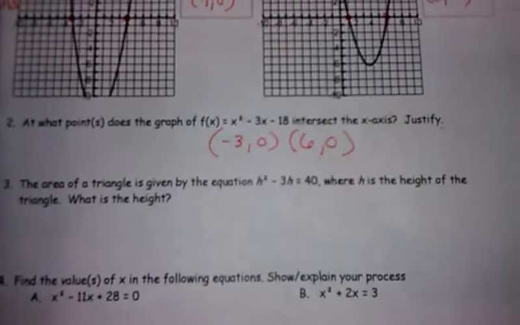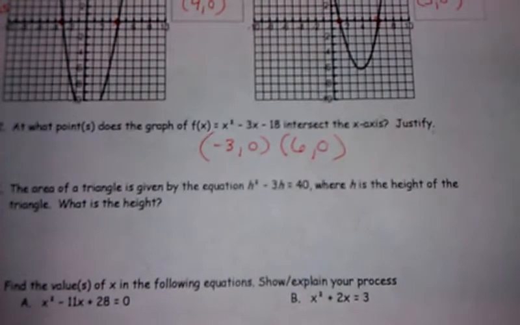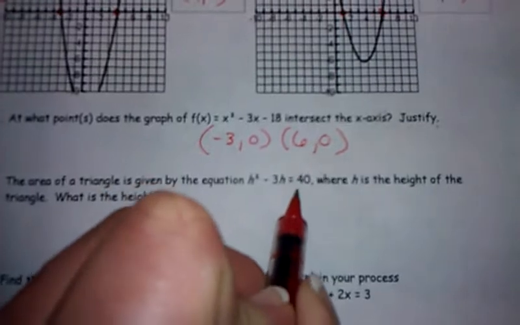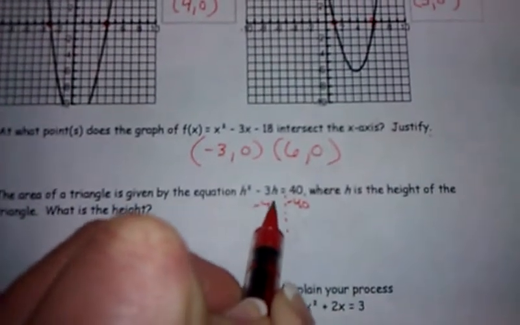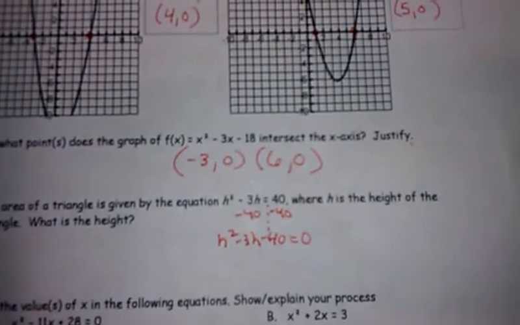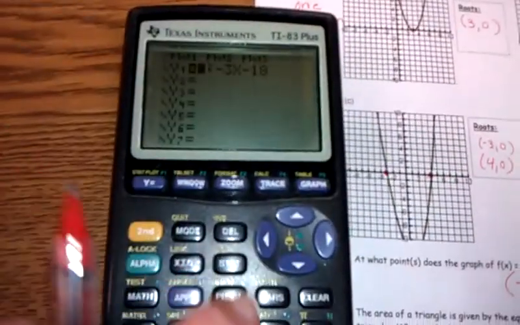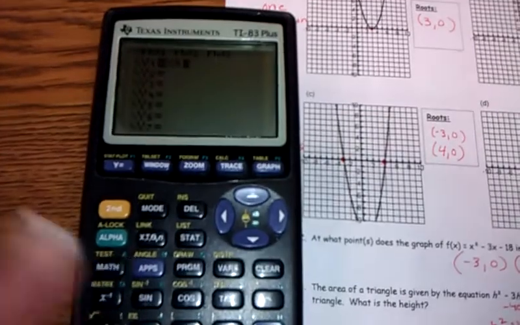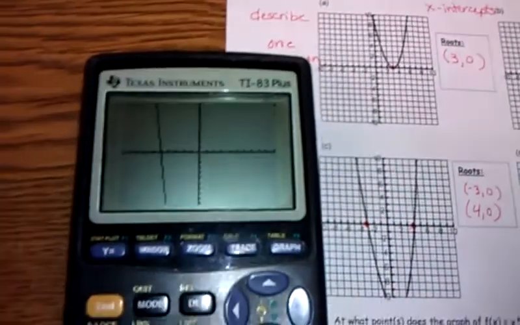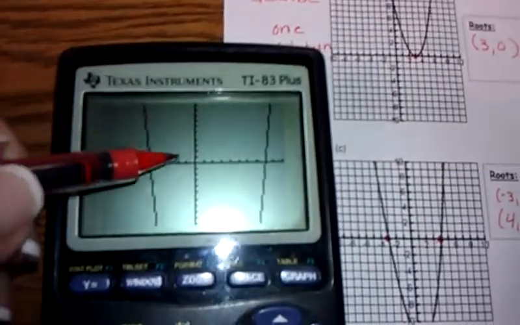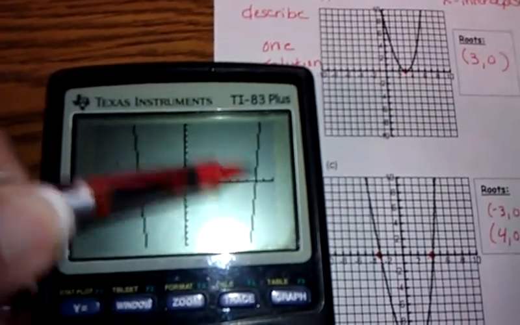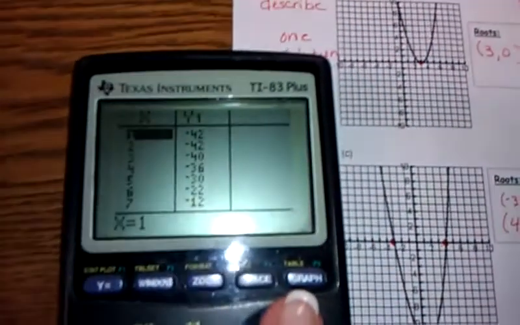Now on the next one it says the area of the triangle is given by the equation h² − 3h = 40, where h is the height of the triangle. What is the height? Well, first off, I need to put this in standard form, so I need to subtract 40 from each side of the equation. I get h² − 3h − 40 = 0. Now in the calculator I'm not going to use h, I'm going to use x: x squared minus 3x minus 40. I'm going to press graph and see where they cross. Right here it looks like negative 5, and 1, 2, 3, 4, 5, 6, 7, 8. Let's verify in the table.